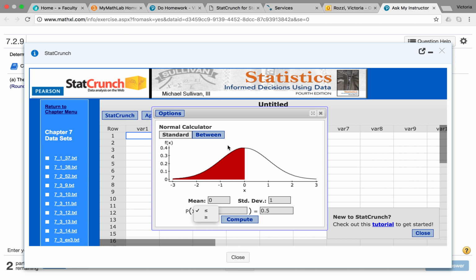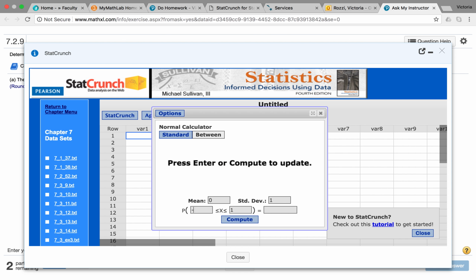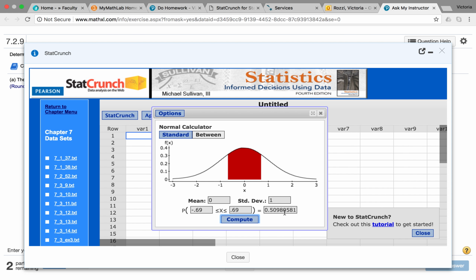But we want to calculate between. So we're going to click between here. Now when we click between, see how it's now shaded in the middle. And we're going to put our z-scores right here. So we're going to make this negative 0.69, and we're going to make this one positive 0.69. And if I click compute, I now have my area.